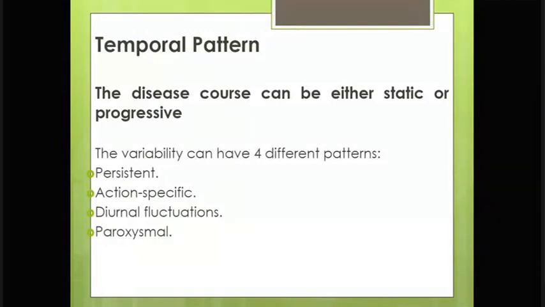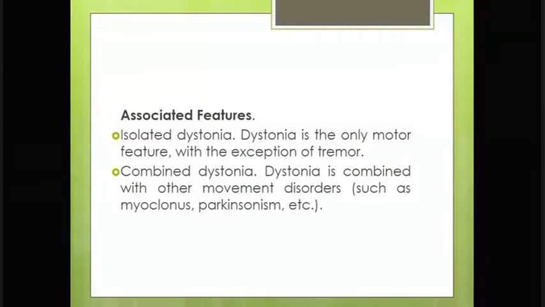The variability and this temporal pattern are also affected by the age and the body part affected. The variability can have four different patterns: persistent, action specific, diurnal fluctuations, and paroxysmal. And the treatment may be different in these groups. The last one is the associated features. Is the dystonia the only manifestation of the problem, or is it combined with other manifestations, what we call dystonia plus syndrome.